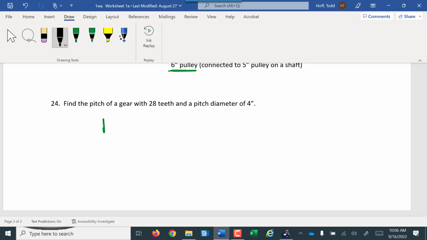Gear pitch. Anybody remember the formula for gear pitch? Teeth over the pitch diameter. You got it. So 28 teeth over 4 inches is a pitch of 7, or 7 teeth per inch if you want to put units on it. That is your gear pitch. The importance of gear pitch, of course, is gears can only mesh with each other if they have exactly the same pitch.